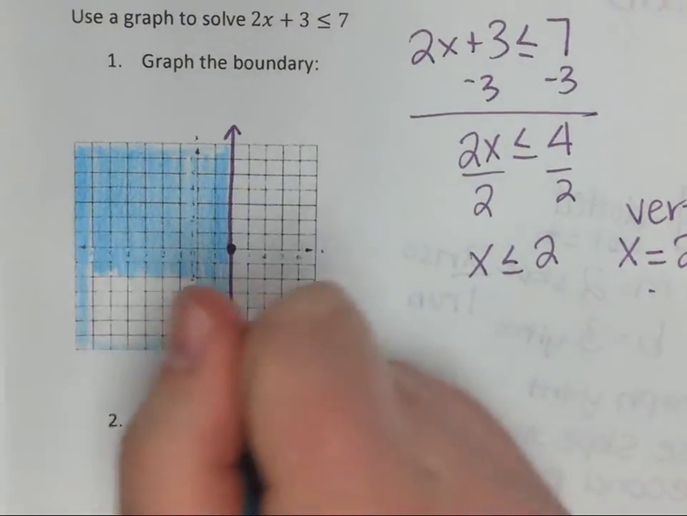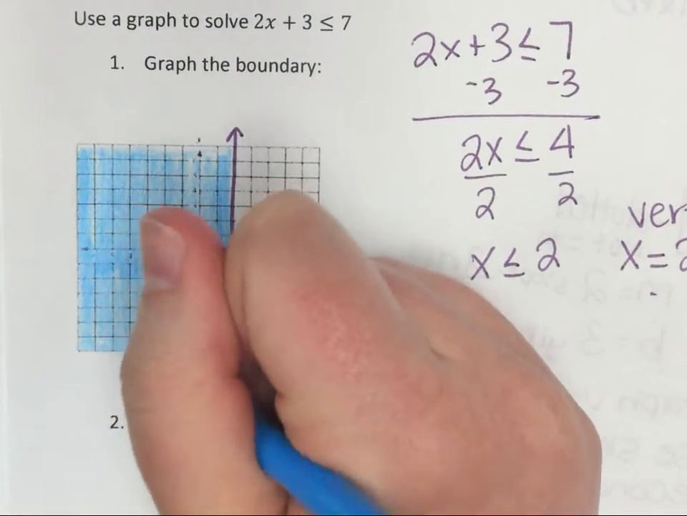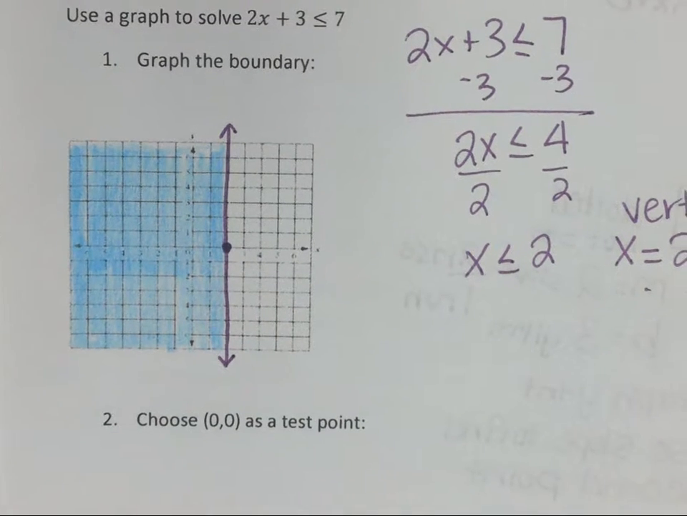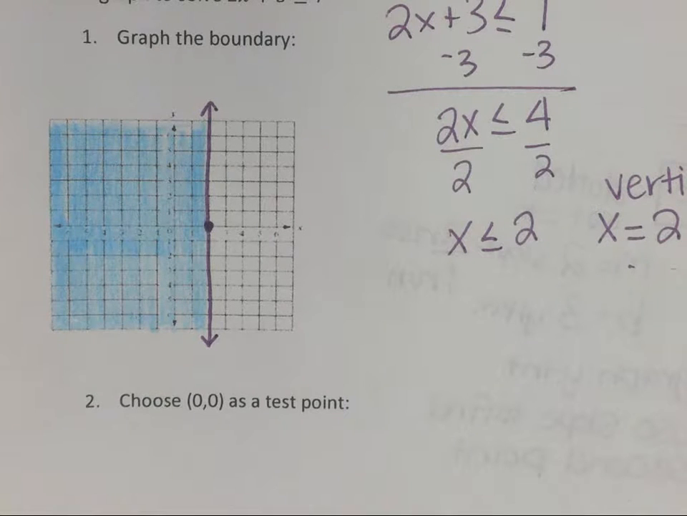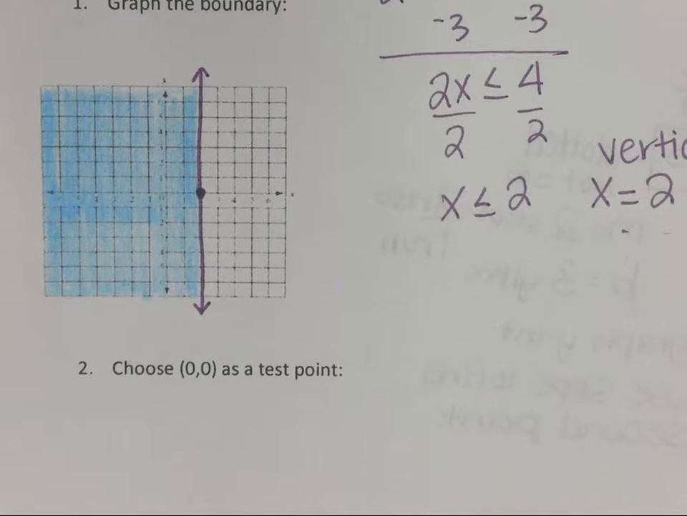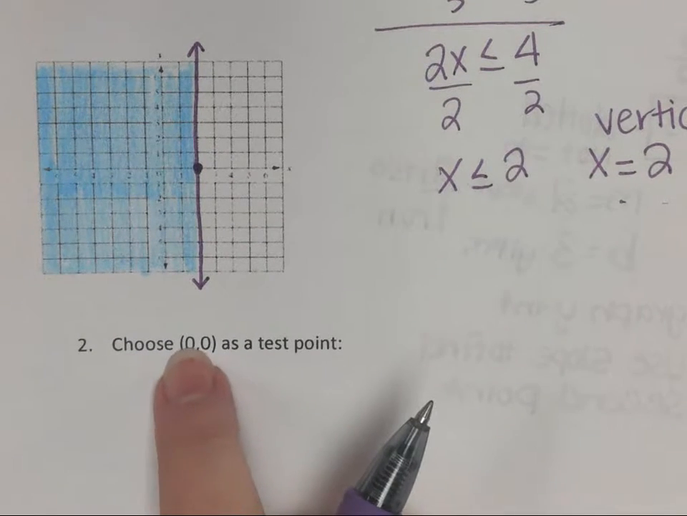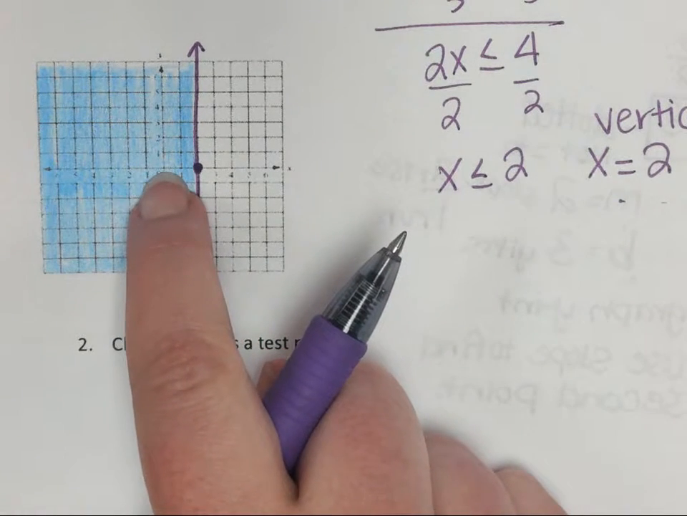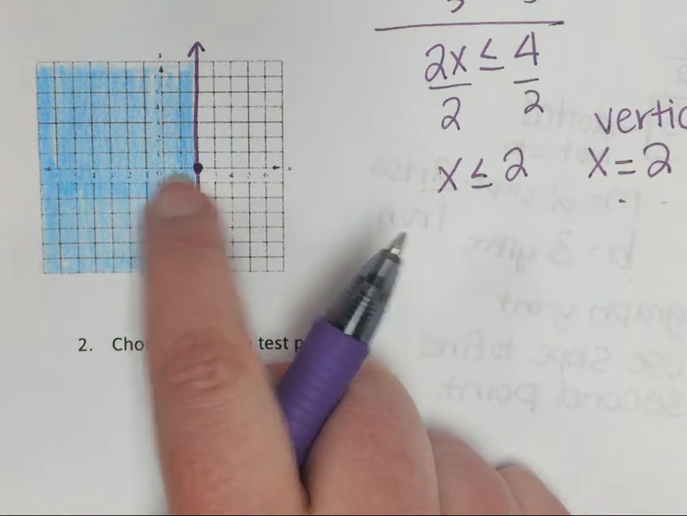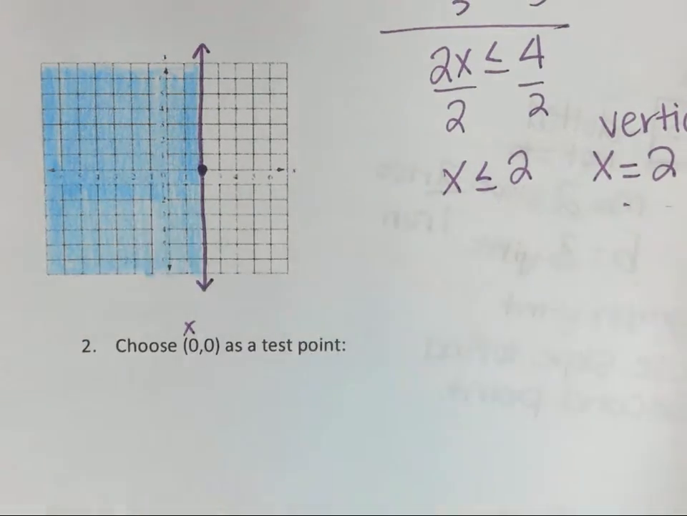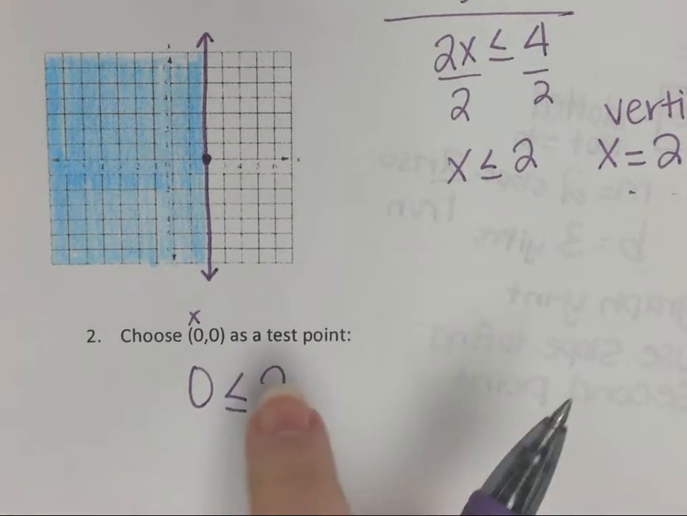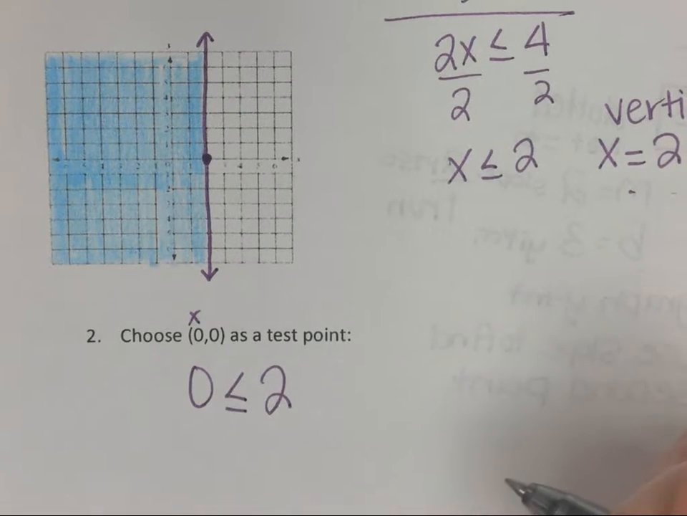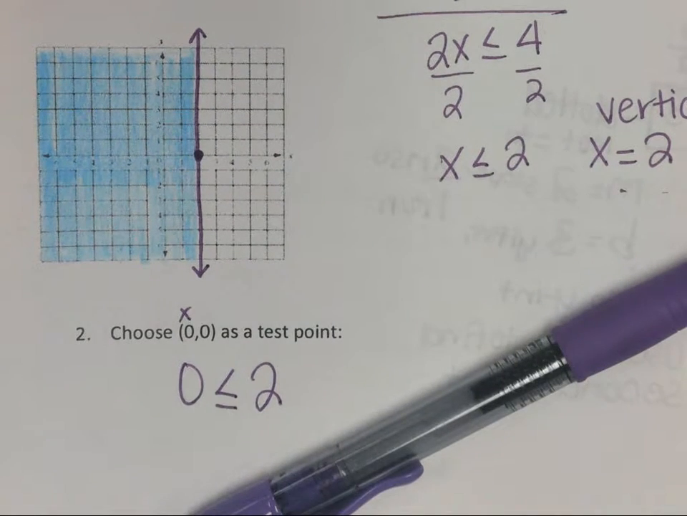Wait, how do you plug this in? Oh wait, it's already 0 for y. Alright, that is true. So just to double check ourselves, we're using 0, 0 as a test point because 0, 0 is not on the line. So 0 goes in place of x. So 0 less than or equal to 2. Is 0 less than or equal to 2? Is it less than? Yes. Or equal to? Yes.